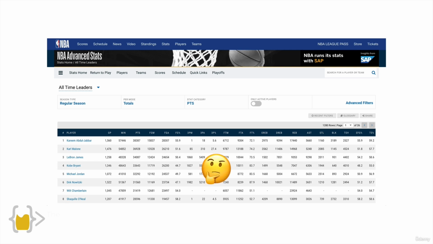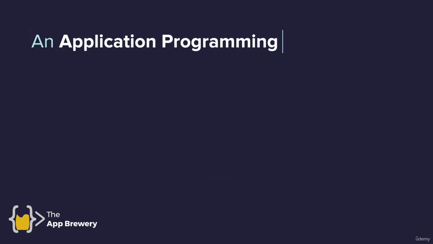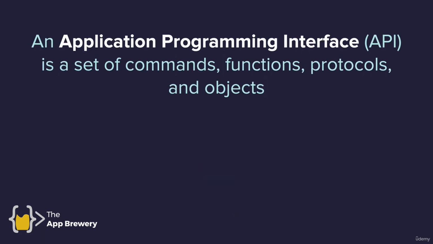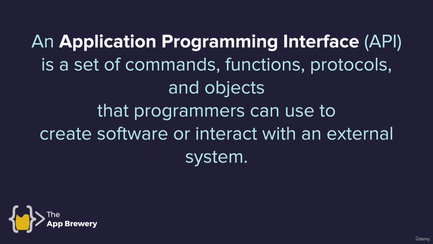Now, what if we wanted to use the data that they have? How can we tap into it and use it in our own programs? Well, that's where application programming interfaces come into play. They are a set of commands, functions, protocols, and objects that programmers can use to create software or interact with an external system. In the upcoming lessons, what we're going to be focusing on is this interacting with external systems. Namely, we're going to try and interact with various websites and pull live data from those websites.